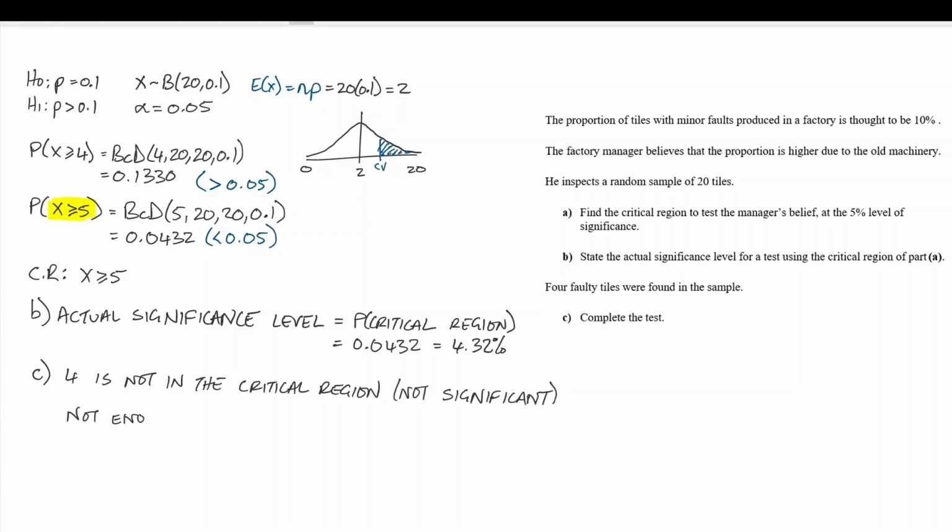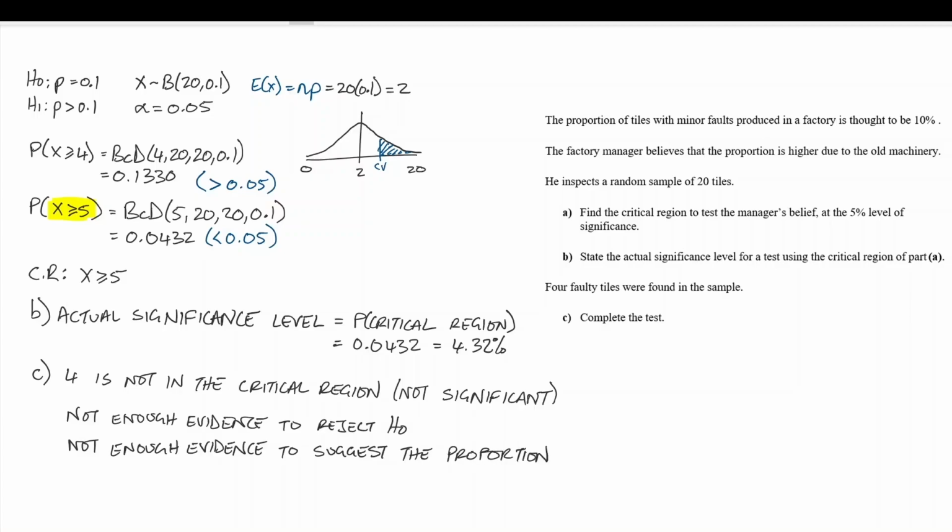We just need to finish up with those 2 conclusion statements we always write, one of them being mathematical and the second being in context. So mathematically, there is not enough evidence to reject H0, and in context, there is not enough evidence to suggest the manager's claim is correct. Or more specifically, there is not enough evidence to suggest that the number or the proportion of faulty tiles has increased.